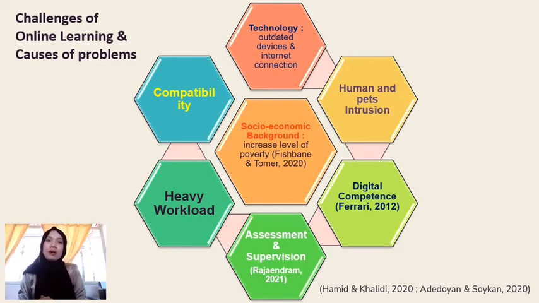Okay, research by Fishbane and Homer findings show that as the level of poverty increases in the community, the rate of internet accessibility declines rapidly, and students with no or low socio-economic power who cannot afford broadband connections are most vulnerable to fall behind. Okay, which is very dangerous.